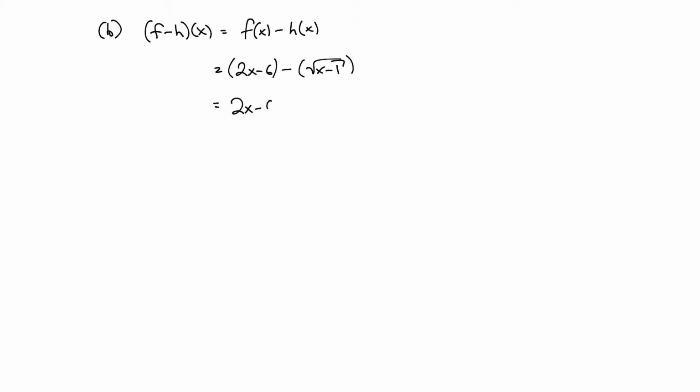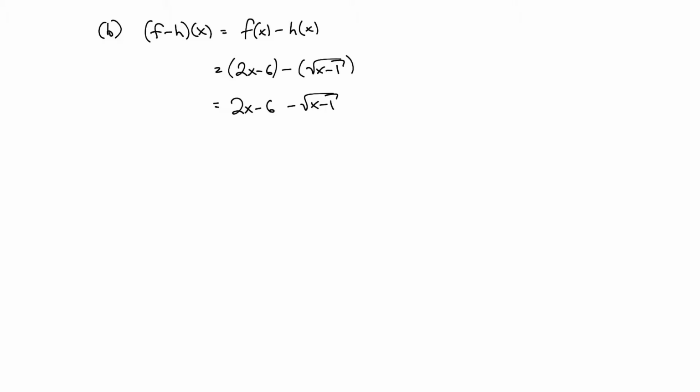Next, we'll move on to part B, which is f minus h of x, which is just defined to be f of x minus h of x. So f of x was 2x minus 6, and h of x was the square root of x minus 1. So just rewriting that, that's 2x minus 6 minus the square root of x minus 1. Now, luckily for us, this is already as simplified as we can get it. We can't combine like terms. There's no like denominators to figure out. So we're just done at this stage. We actually found f minus h of x without having to simplify.